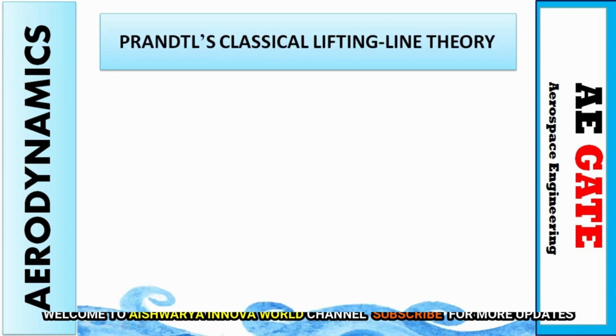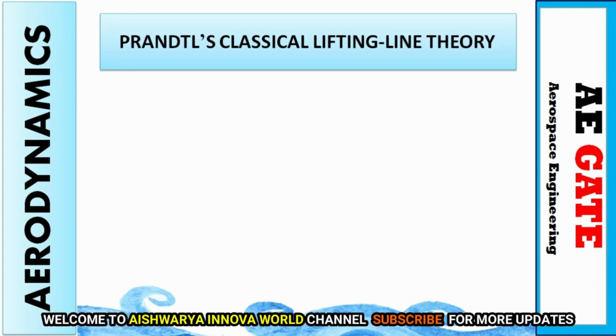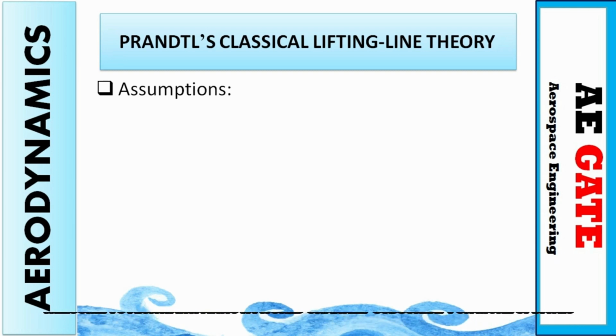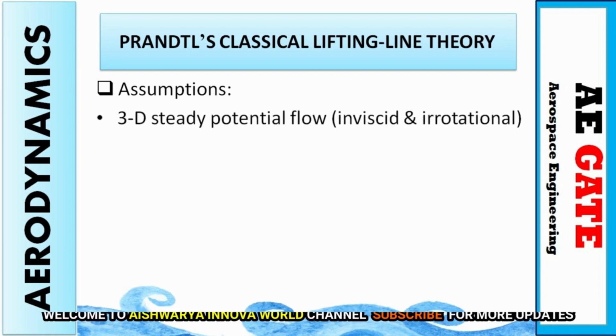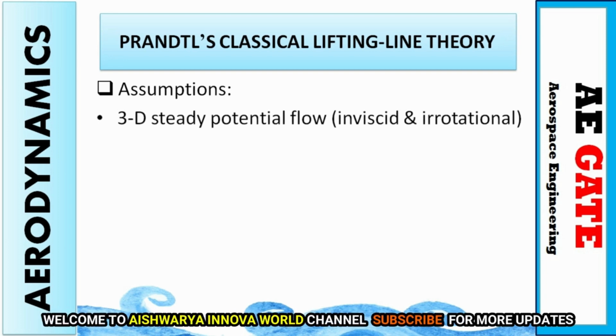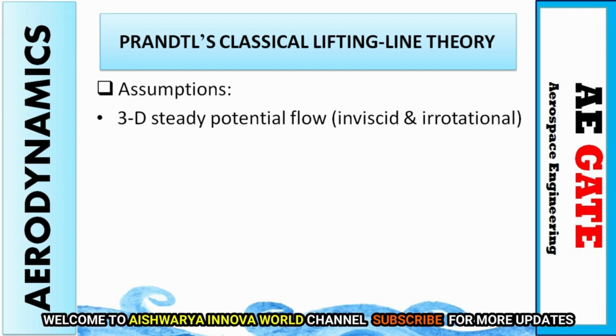Now comes an important topic, Prandtl's classical lifting line theory. First we will come to the assumptions, when this lifting line theory is implemented. The first thing is that the flow is three-dimensional, steady and potential flow. And in addition, it is inviscid, incompressible and irrotational flow.